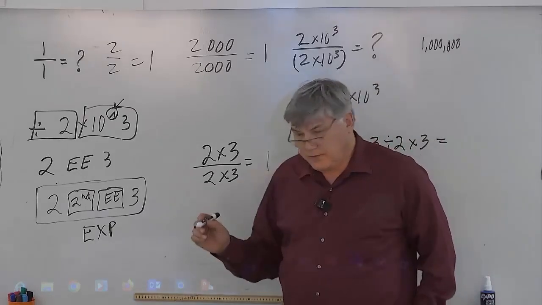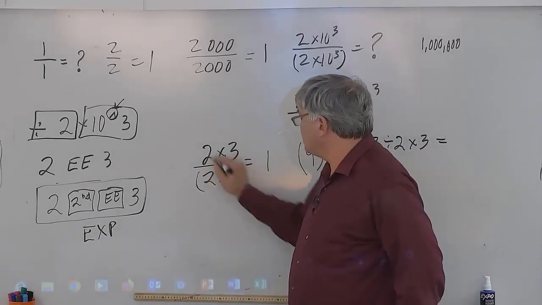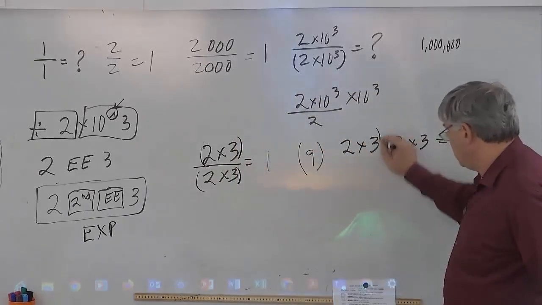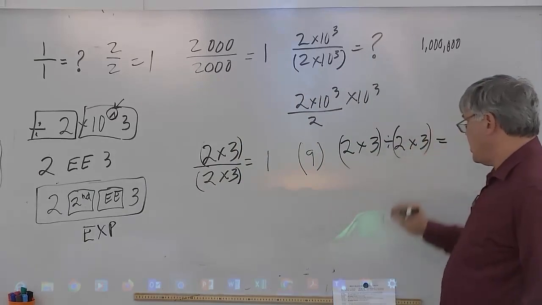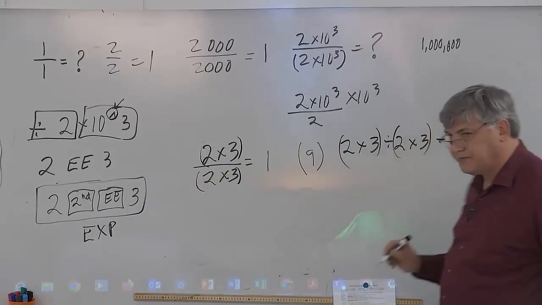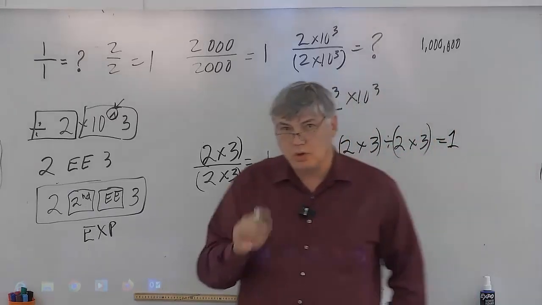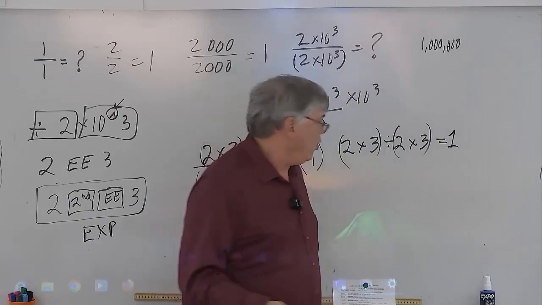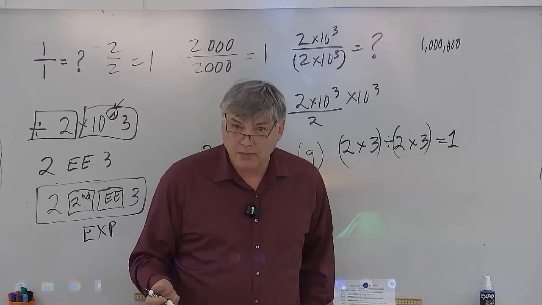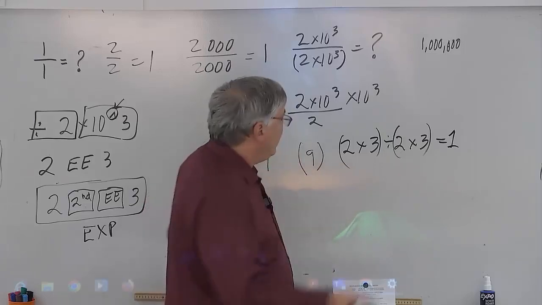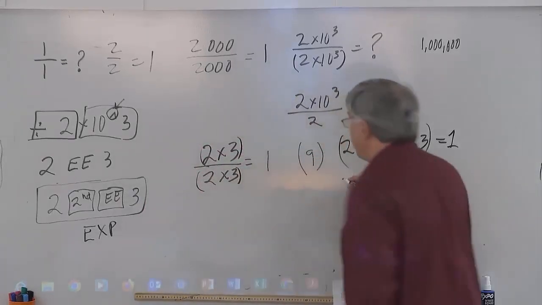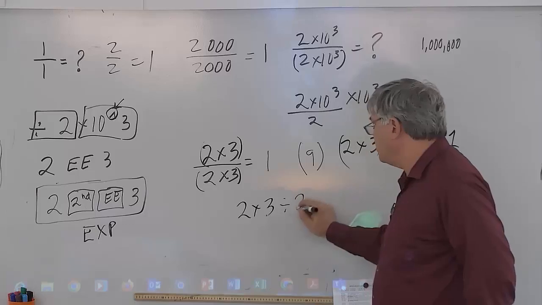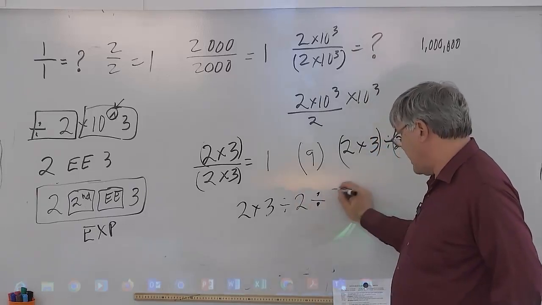You can either put all of this in parentheses, okay? (2 times 3) divided by (2 times 3), and you will get the correct answer. You can use order of operations to your advantage and do it the way I do it, which is to divide everything on the bottom and multiply everything on the top. And for me, I don't need parentheses. I do it like this. 2 times 3 divided by 2 and also divided by 3.